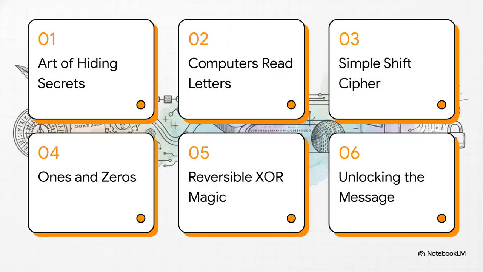So here is our roadmap for today's briefing. We'll start with the art of hiding secrets, look at how computers read letters, check out a simple shift cipher, transition into ones and zeros, uncover the reversible XOR magic, and finally unlock the message. We are building this step by step from basic human logic to actual machine-level magic.